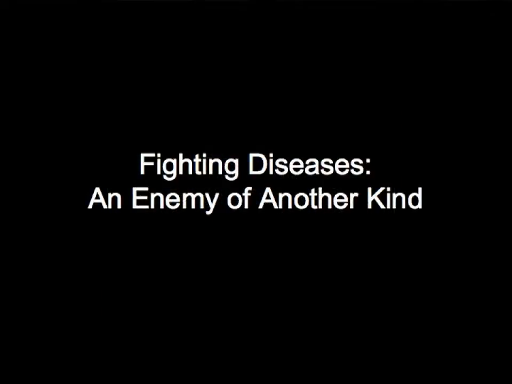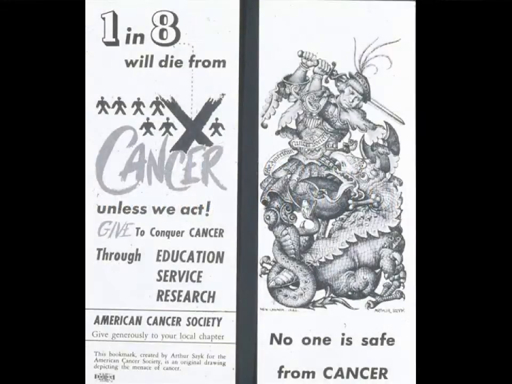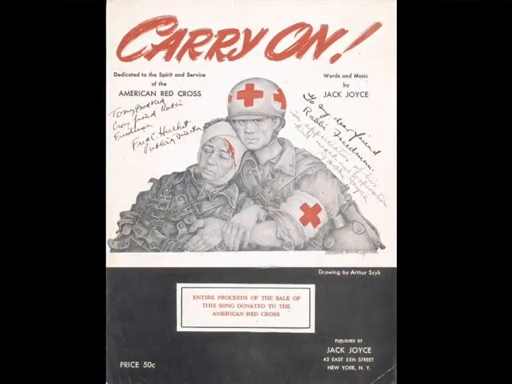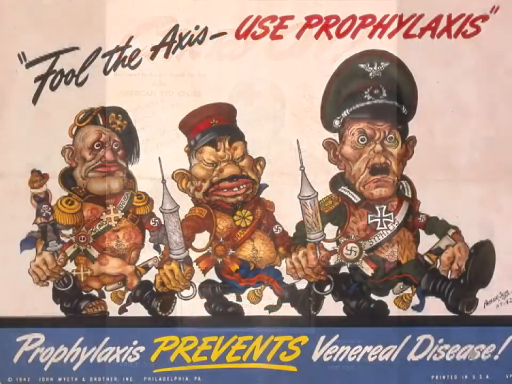Now, for Szyk, there were also enemies of another kind. And here you'll see some of them. Cancer was an enemy of another kind, and so he designed artwork for bookmarkers to fight cancer. Or he created artwork on behalf of the Red Cross. Or he created artwork to fight venereal disease, a disease of another kind.